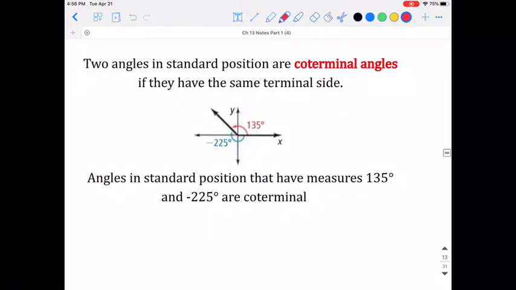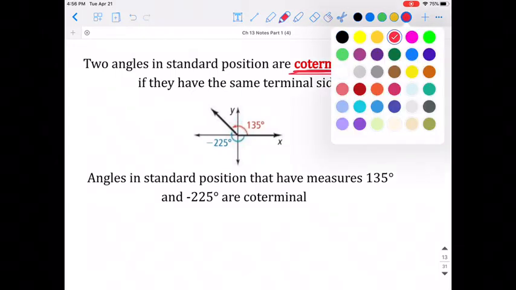Two angles in standard position are called coterminal angles if they have the same terminal side. So coterminal means they have the same terminal side. They share a terminal side. For example, angles in standard position that have measures of 135 degrees and negative 225 degrees are coterminal.